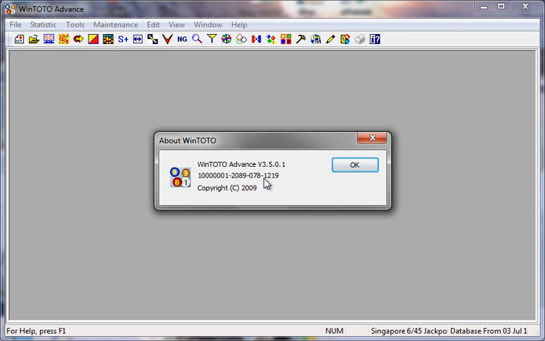Every time we upgrade a new version for everyone, we only want the best for everyone, and it must enhance your chance of winning. Then we will do our utmost best to develop it even better and better. So over here, do take note of this.